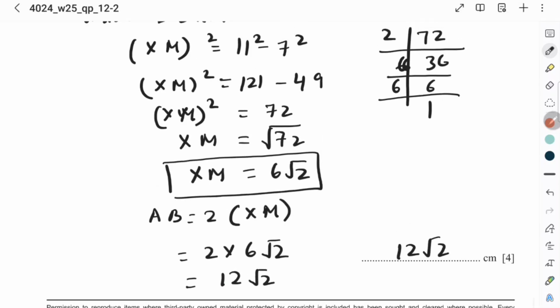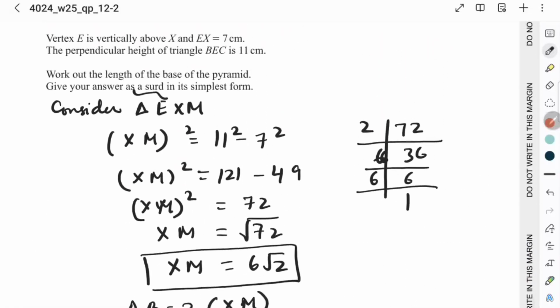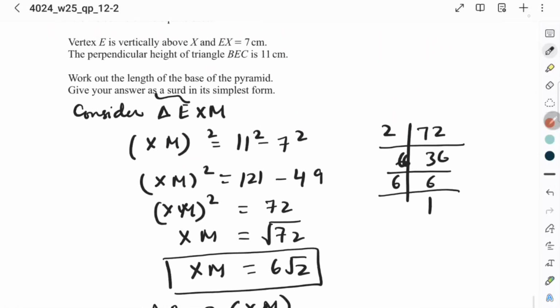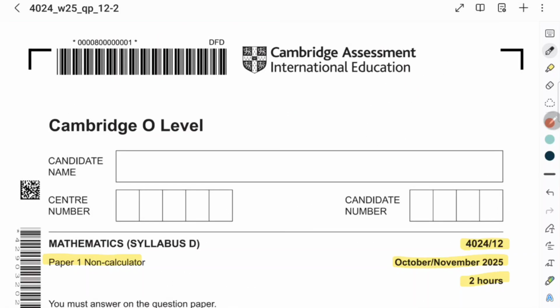So that was the last question. I hope you all have understood. So that was 4024 paper 1, October November 2025, and I hope you understood.